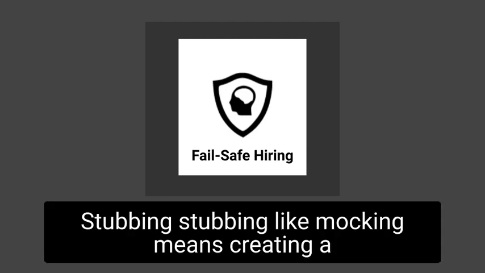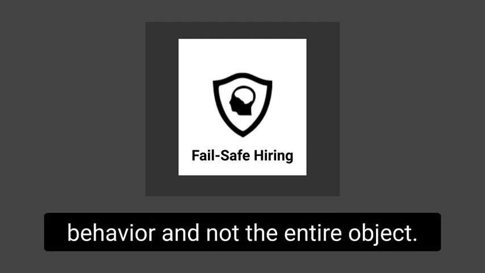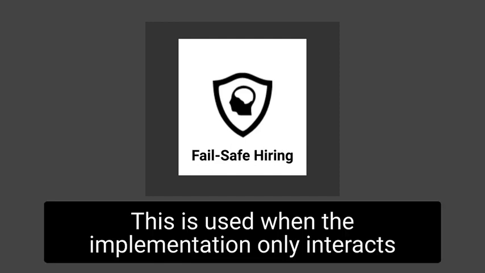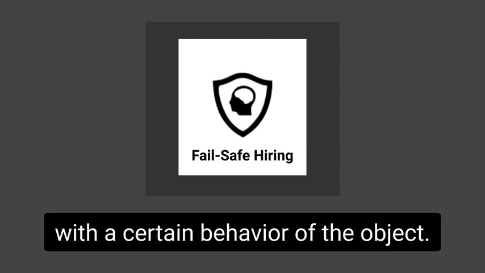Stubbing. Stubbing, like mocking, means creating a stand-in. But a stub only mocks the behavior, and not the entire object. This is used when the implementation only interacts with a certain behavior of the object.